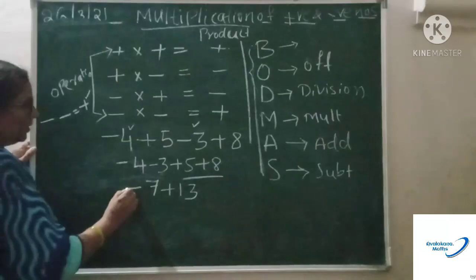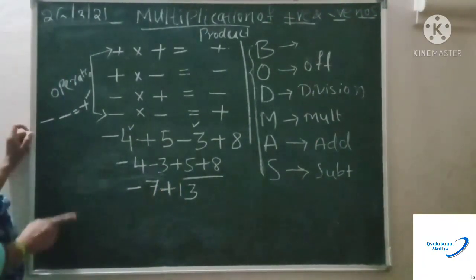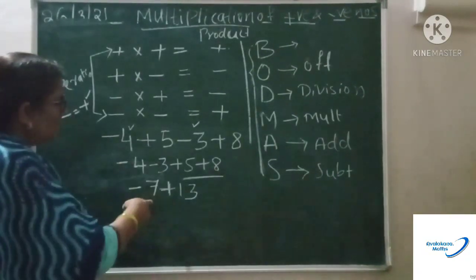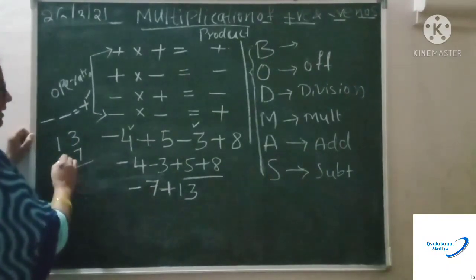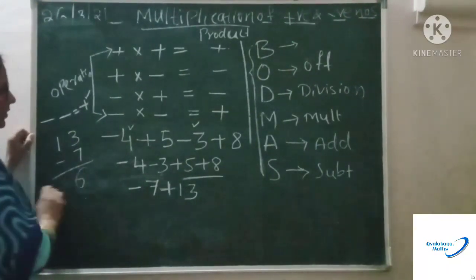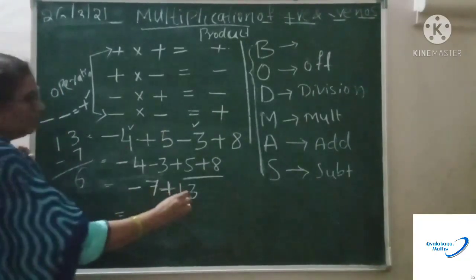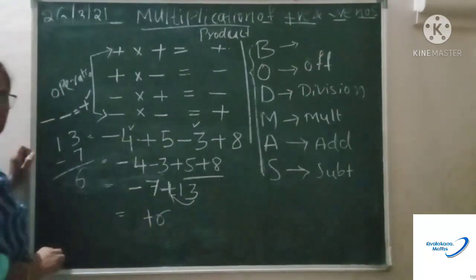Then you have one number minus and one plus. This is addition and subtraction, which I explained in detail in my video. Here also I am going to repeat it. 13 minus 7, okay, this is 6. The answer is 6. What is the sign? The bigger number has the plus sign, so you are going to get plus 6.